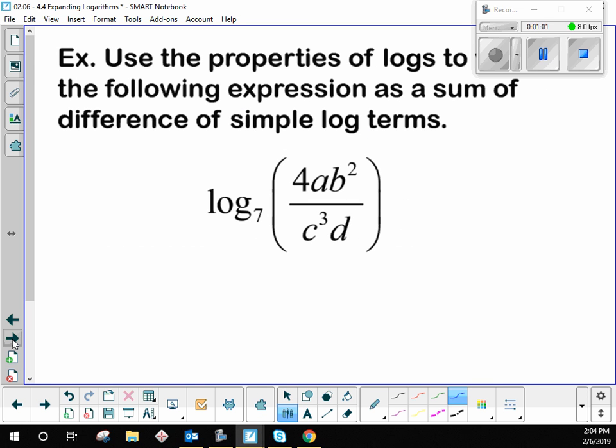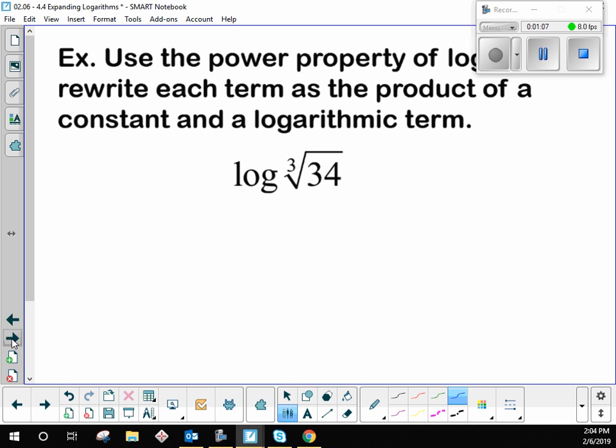This very first problem we're going to save for last because it's crazy. So we're going to go to a simpler one first. So find this part on your notes. The log of the cube root of 34. The directions say use the power property of logs to rewrite each term as the product, which means we're going to be multiplying some stuff, of a constant, which is just a number, and a log. So we need a number times a log. That's what we're trying to do here. Right now we have just a log of a number.